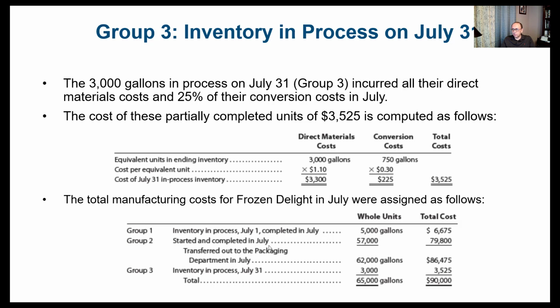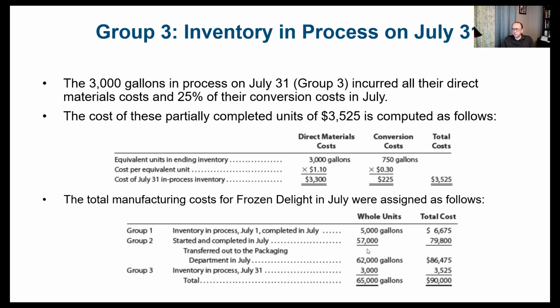Group number one, inventory in process, that was moved over from June. So these were completed and sent to the next department, or the packaging department. The whole units are 5,000 gallons. The total cost is $6,675.